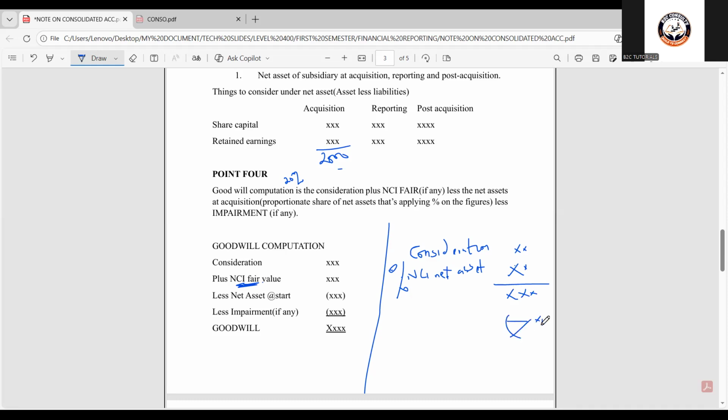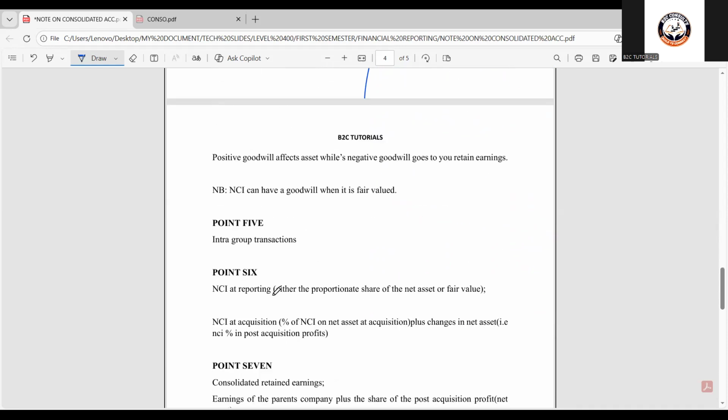Subtract it. Now, if you don't find the NCI of it, it means that you can't use the entire 2,000, but according to standard practice, currently, that is what we do. You just have to find the NCI's percentage on the net asset at acquisition before we can do the goodwill. All these things are just theory.